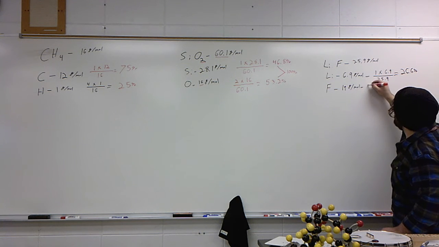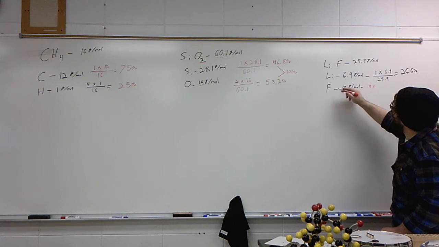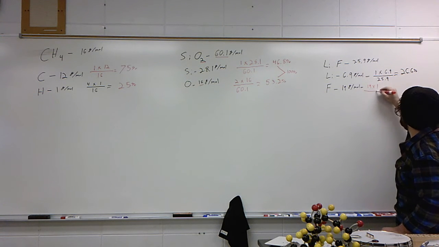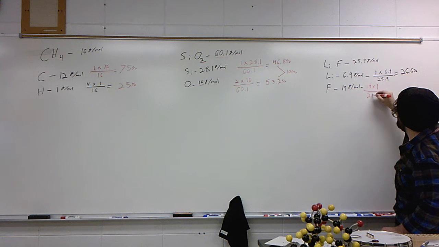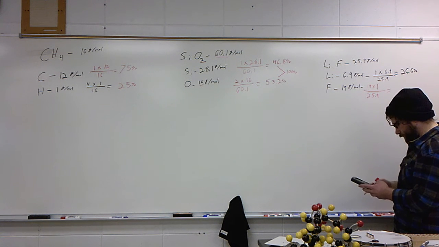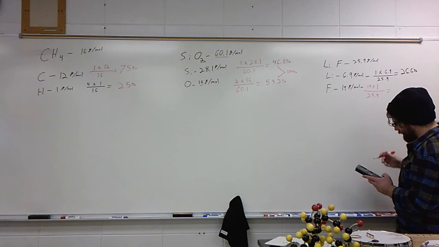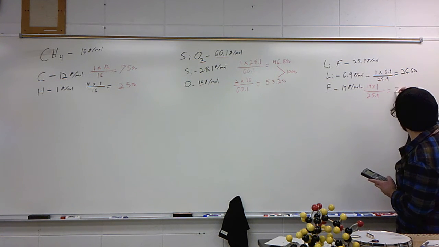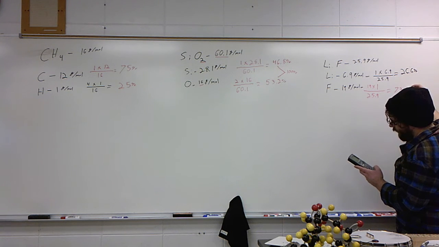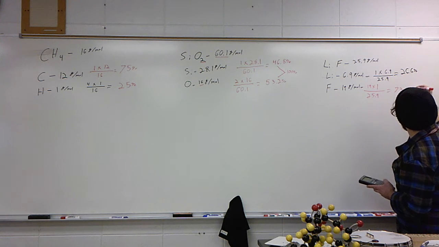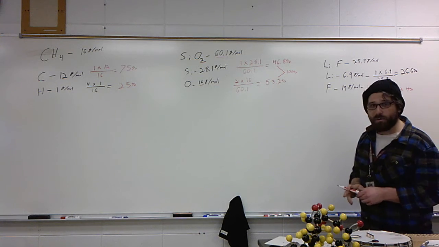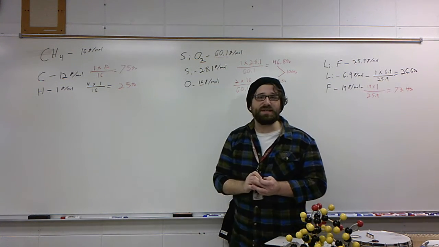This is 19 grams times 1 fluorine divided by 25.9 equals 73.3. Actually rounded, 73.4. Right on the money. Okay, there we go. That's how to determine the percent composition.